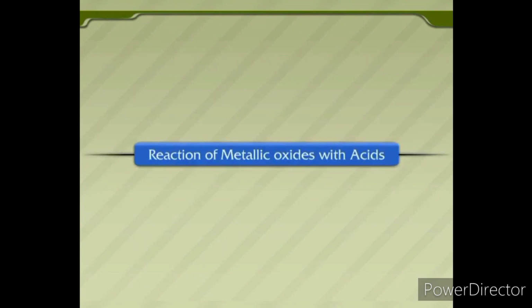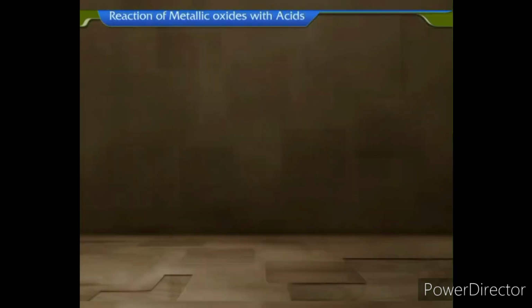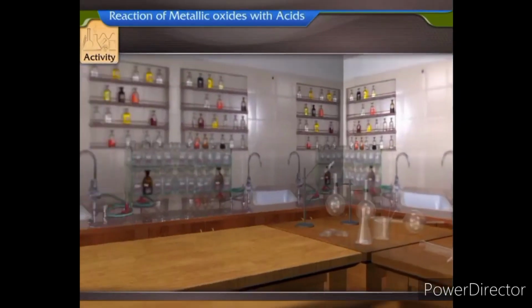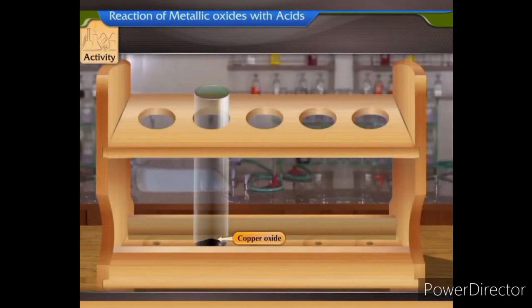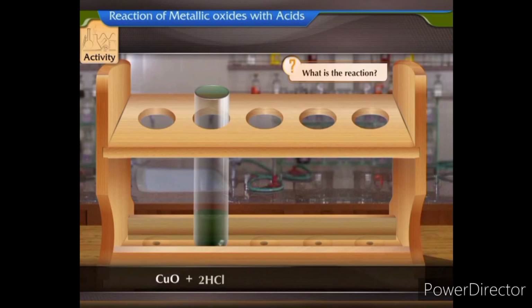Reactions of metallic oxides with acids. Activity. Take a small amount of copper oxide in a test tube. Add to it a few drops of dilute hydrochloric acid. What do you observe? The solution turns green. What is the reaction? Copper oxide reacts with dilute hydrochloric acid to form copper chloride and water.